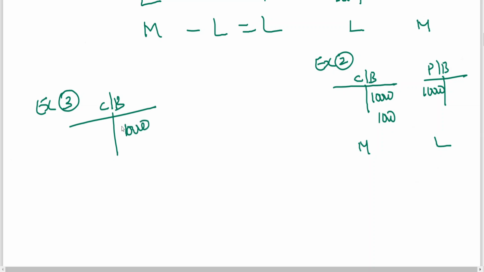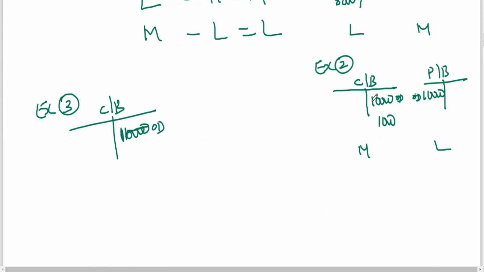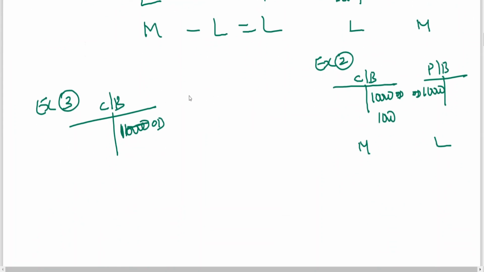10,000. OD, no? This 10,000 is OD, overdraft. Credit side of cash book is equal to debit side of passbook. We have learned that. To OD. This is OD. Now, fourth example. OD in cash book 10,000. Passbook OD also 10,000.